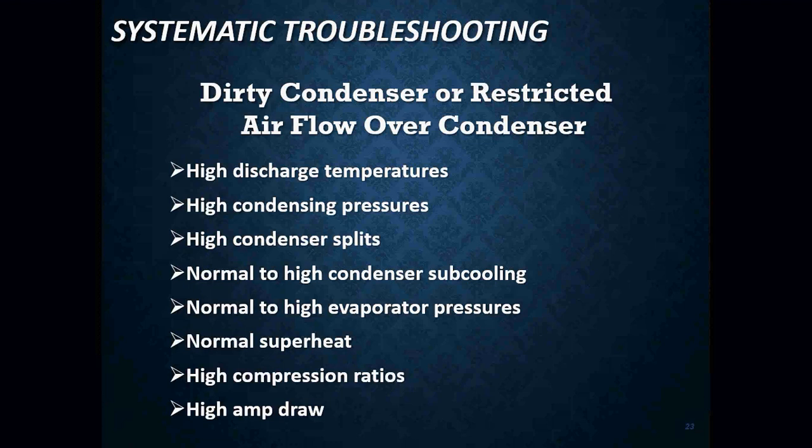Now, a dirty condenser or restricted airflow over the condenser, you're going to see high discharge temperatures, high condensing pressures, high condenser split temperature across the coil. You're going to see normal to high condenser subcooling. You're going to see normal to high evaporator pressures, normal superheat, high compression ratios, and a high amp draw on that compressor.